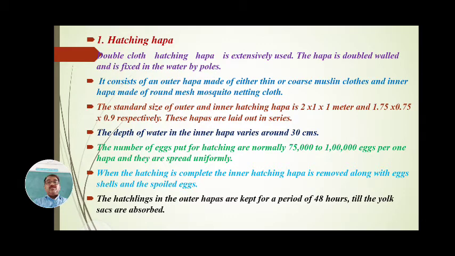The reasons behind this are different. The eggs may not be fertilized, not mature, or the egg is not formed completely. Any one suitable environmental condition may not be available. Due to this reason, 5 to 10% of eggs are not hatched. When hatching is complete, the inner hatching hapa is removed along with the egg cells, and the spoiled eggs are thrown out.